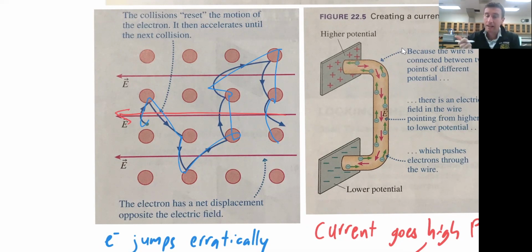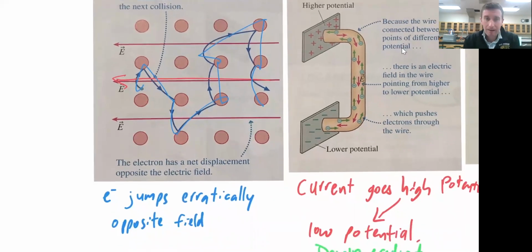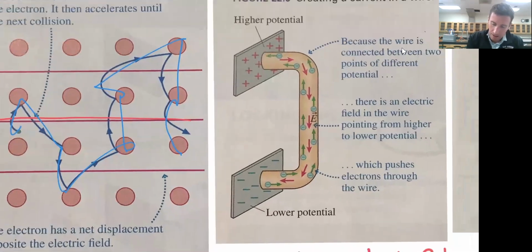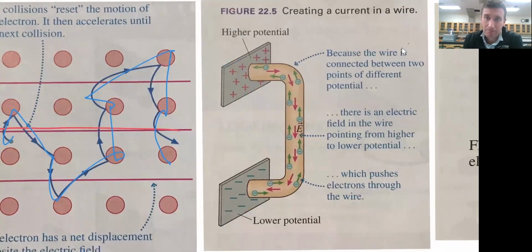So the electron is going opposite the charge, right? The charge is positive, and so it's moving in the electrical field direction. The electron is actually negative, so it's moving the opposite way. So that electron is jumping erratically, and it's jumping opposite the field. If we look at that on an extended wire, this is supposed to be a wire between a high potential source and a low potential source. So high potential would be lots of positive charge. Low potential would be lots of negative charge.